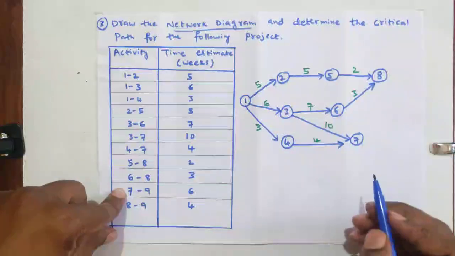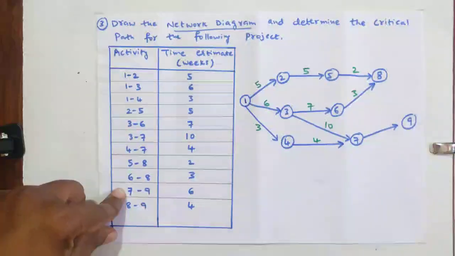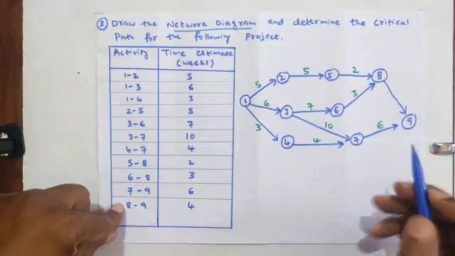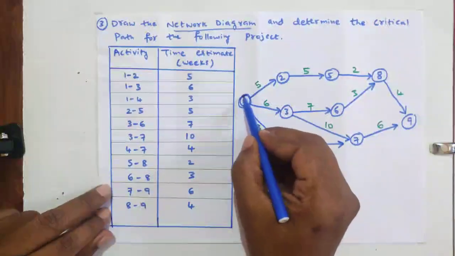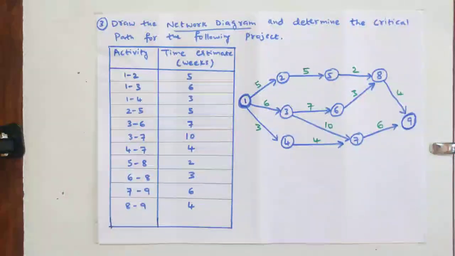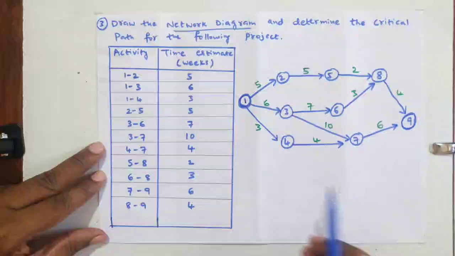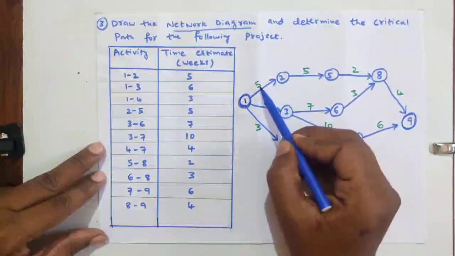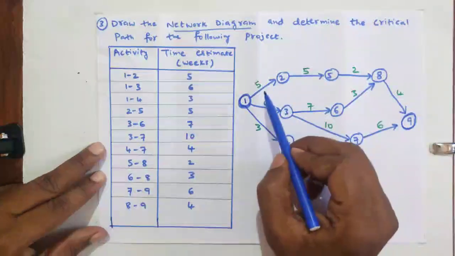7 to 9, duration is 6 weeks. And 8 to 9, duration is 4 weeks. 1 is the starting event, and 9 is the ending event. This is the network diagram; we have completed the drawing of the network diagram. The circles are the events, this arrow mark is the activity, and the number written in green color pen is the duration to completion of that activity.